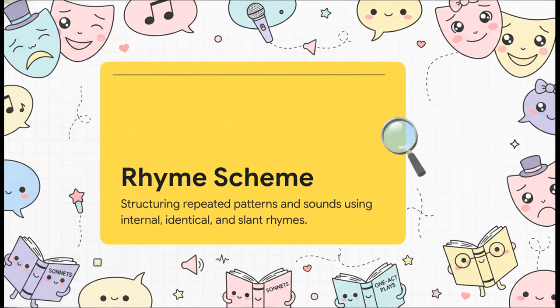Building right on top of meter is the rhyme scheme. And hey, this isn't just for ancient sonnets. Rhyme can create an incredibly driving rhythm in dramatic dialogue. By using techniques like internal rhymes within a single line or identical and slant rhymes, you structure repeated sounds. These patterns help your lines flow seamlessly into one another, creating an auditory experience that completely captivates a theater audience.